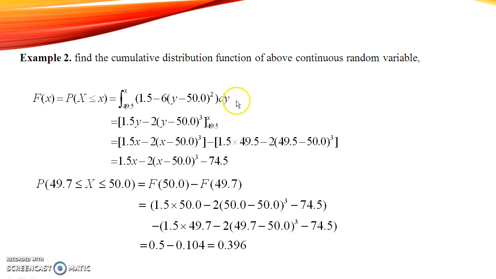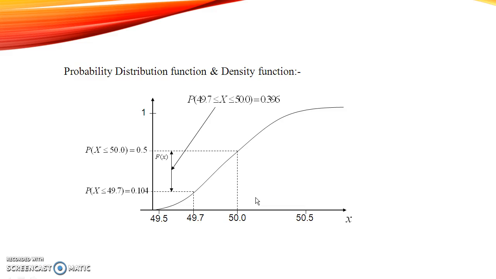Then in the above example we have to find the cumulative distribution function F(x) = P(X ≤ x) as an integration. Here we find the value from 49.5 to 50.5, given by 1.5 times (1 − (y − 50)²) dy. When we take the integration of this, we get the value 0.395. This is the cumulative distribution function of a continuous random variable.